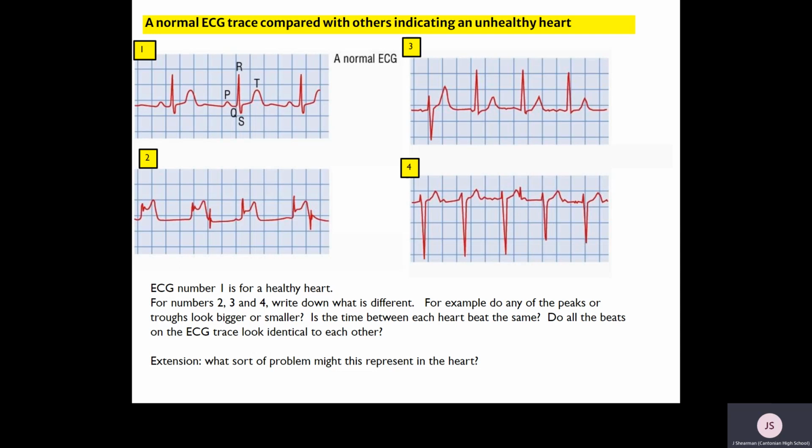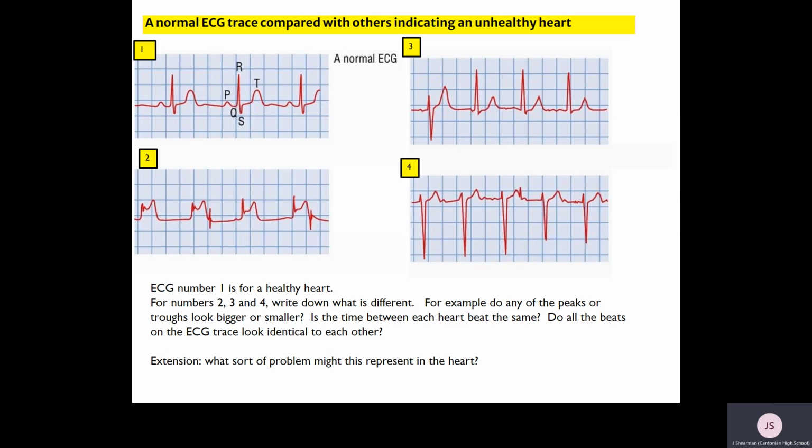So the sorts of things you might want to look at are, is the heartbeat regular? Are the gaps between each heartbeat the same? Are the peaks different in size? So is the QRS complex the same, for example, or do the P wave or the T wave look bigger or smaller than in the healthy trace? And an extension to this would be to think about the sorts of problems that might show in the heart. So pause the video now so that you have these on your screen and spend a few minutes doing that task. Okay, I'm going to move on to the potential answers you might have come up with now.